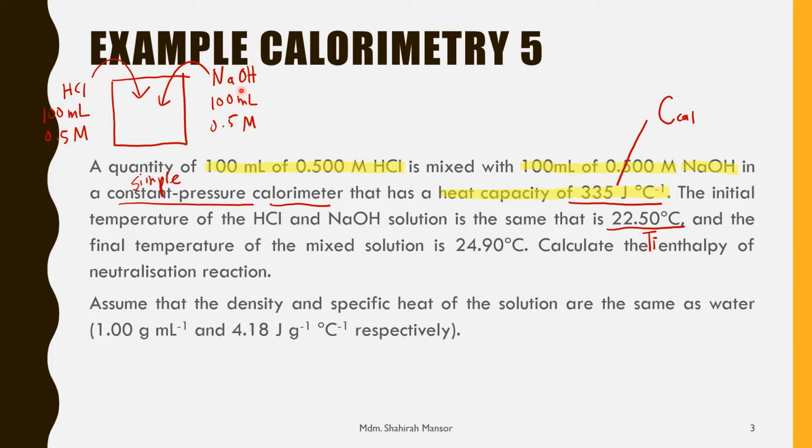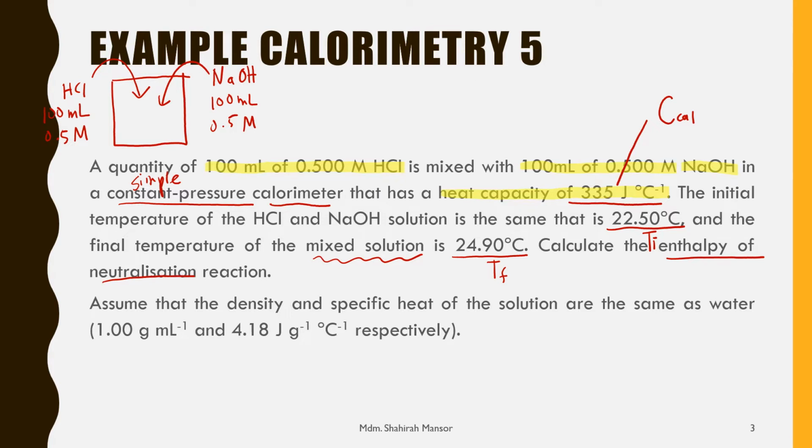So after we mix these two solution di dalam this simple calorimeter, the temperature inside the calorimeter sekarang ni akan bertukar menjadi 24.9. So ini adalah final temperature of the mixed solution di dalam calorimeter. So now you nak kena cari enthalpy of neutralization.